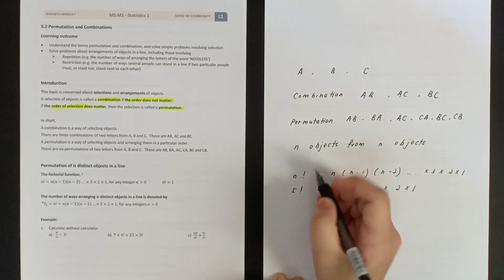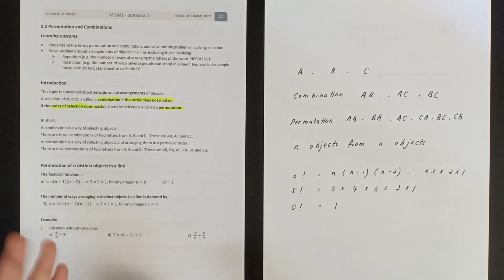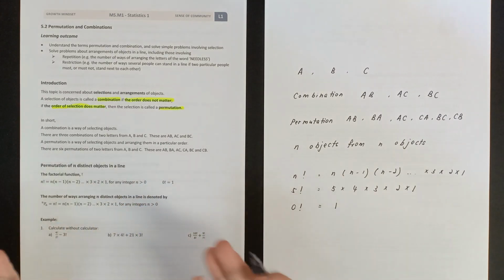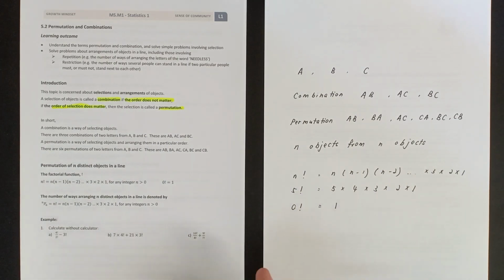Something to note here is that 0 factorial is going to be 1. 0 factorial means you have nothing to arrange, so how many arrangements you have is only 1, because the one arrangement is nothing. That's why 0 factorial will be 1. This is something that you might take note of.